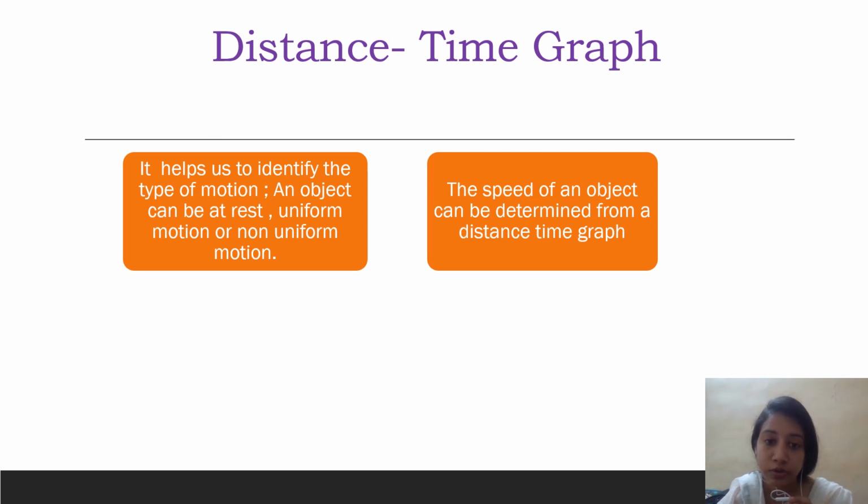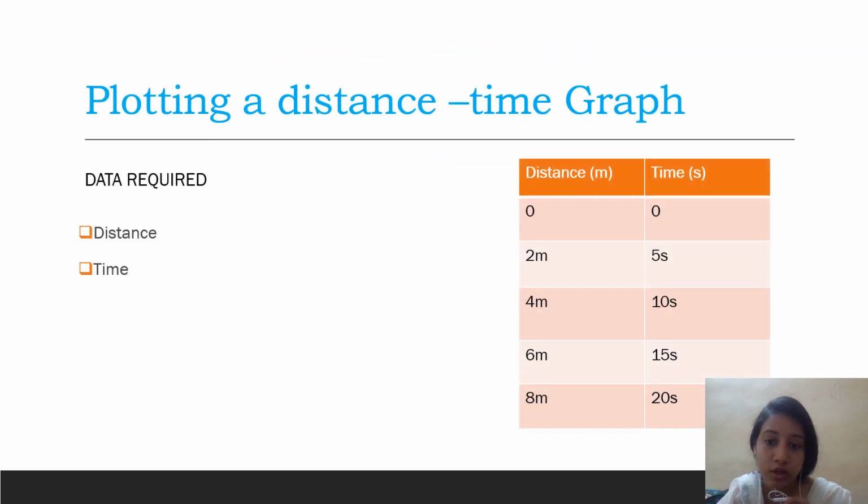So next we are going to plot the distance time graph. What we require to plot a distance time graph is basically the distance and the time values. So here I have taken some values of distance and time. Distance is given in meters and time is taken in seconds here. At first both are at zero, and then the distance traveled is 2 meters for the first 5 seconds, and for the next 5 seconds, that is when it becomes 10 seconds, it covers a total of 4 meters. So you can see there is a 5 seconds difference here and a 2 meter difference here.